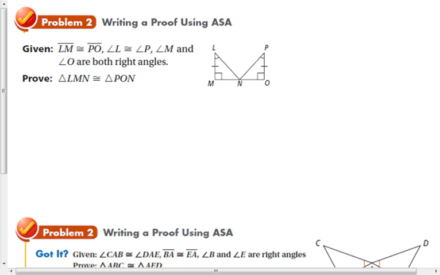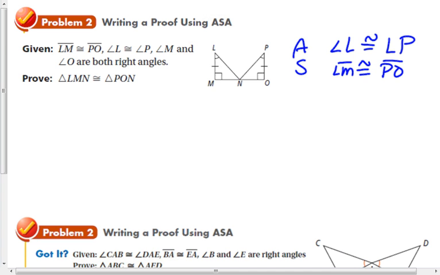All right, we're going to write a proof using angle-side-angle. And to use that, we need two angles and the included side. So I'm just going to make some notes over here. For one angle, we can say angle L and angle P are congruent, and that's given. For a side, we can say that LM is congruent to PO, and that's also given. And then for one more angle, we can say that angle M is congruent to angle O, and that's because they're both right angles. All right angles are congruent. So now I'm going to go ahead and write that up.